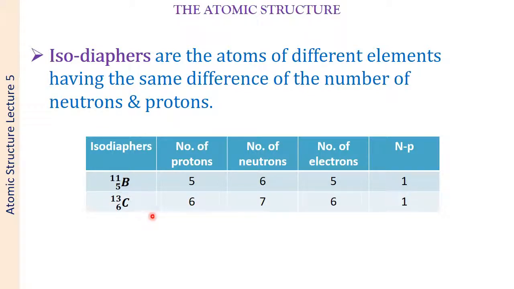For carbon, the number of protons is 6, the number of electrons is 6, the number of neutrons is 13 minus the 6, 7. So now you take the difference between the number of neutrons and the number of protons, you get this as 1. So the atoms of different elements who have the same difference of the number of neutrons and protons, they are called isodiaphers.